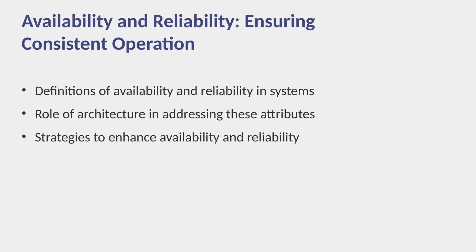Availability measures the proportion of time a system is operational, while reliability indicates its ability to function over time without failure. These attributes are essential, particularly for mission-critical applications. For instance, consider an online banking system that needs to be available 24/7. Architectural choices, such as redundancy and failover strategies, play a crucial role in enhancing these attributes.